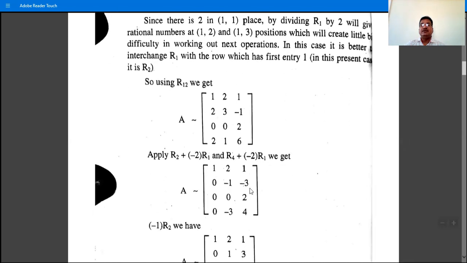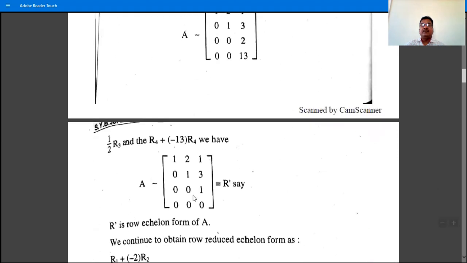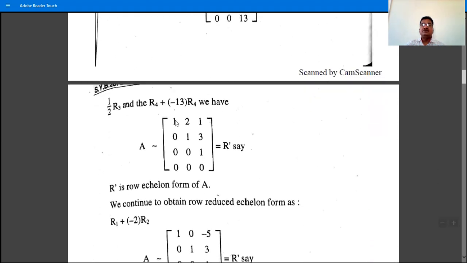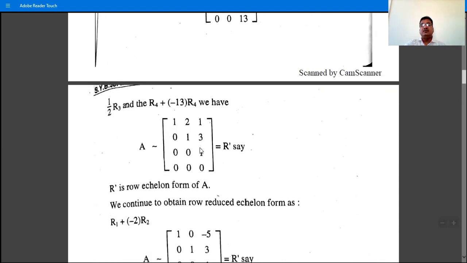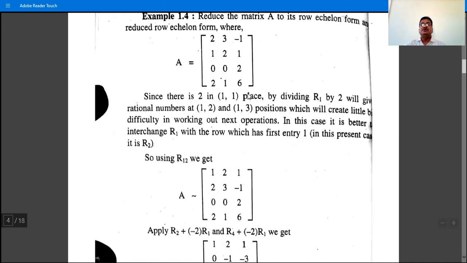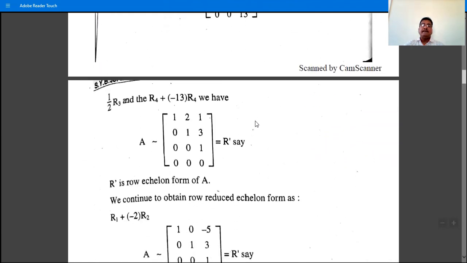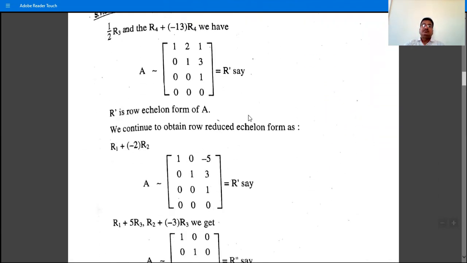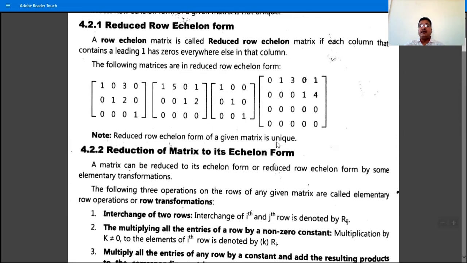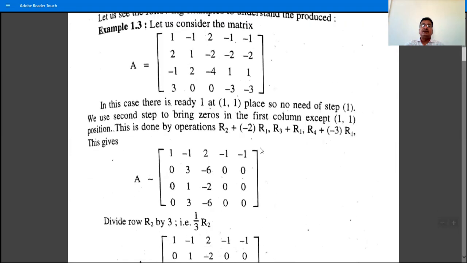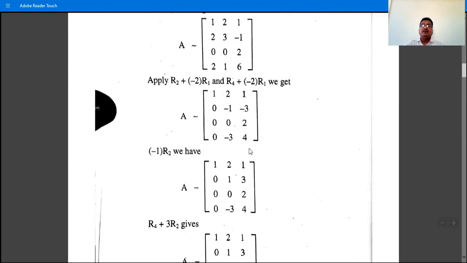So by using these operations, we have this row echelon form. This row echelon form is not unique, so the answer of this problem is not unique. That is because the row echelon form and reduced row echelon form are not unique. Right here, the reduced row echelon form of a given matrix is not unique. So the answer may be different.